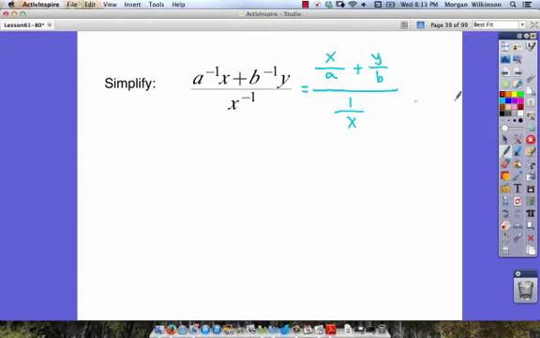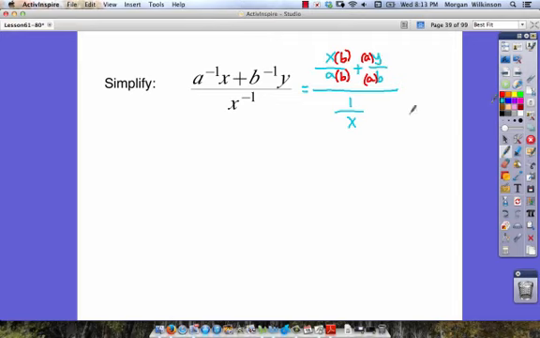In order to solve this one, let's work with what we already have. We need to have the same denominator. So we're going to have to multiply the a times the b, and then we multiply the numerator times b. Then we've got b. Well, we need ab, so we're going to have to multiply the b times an a. And we're going to multiply the y times an a as well.